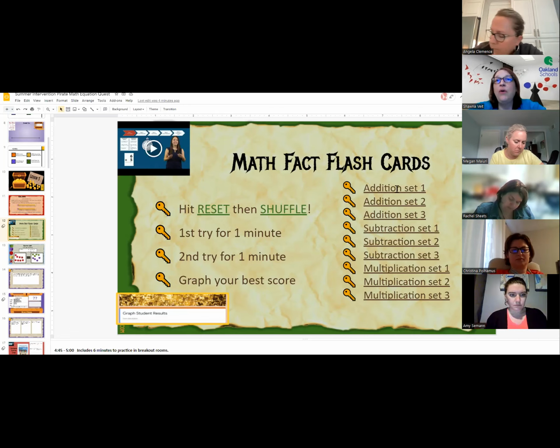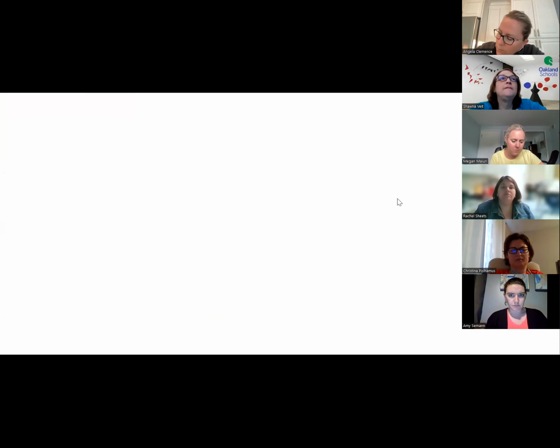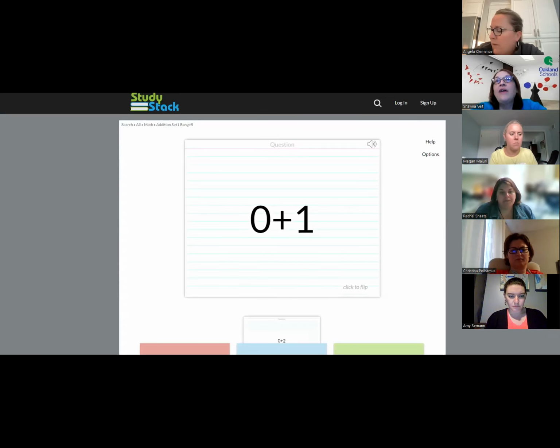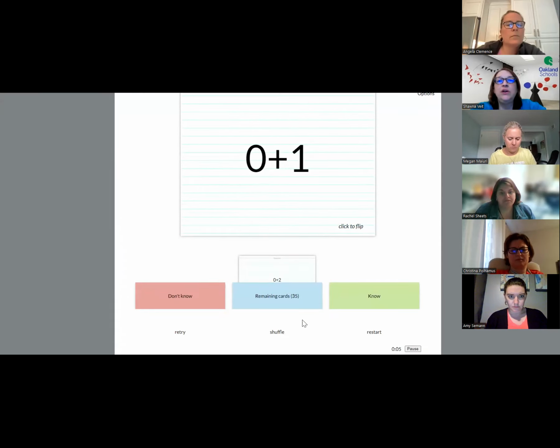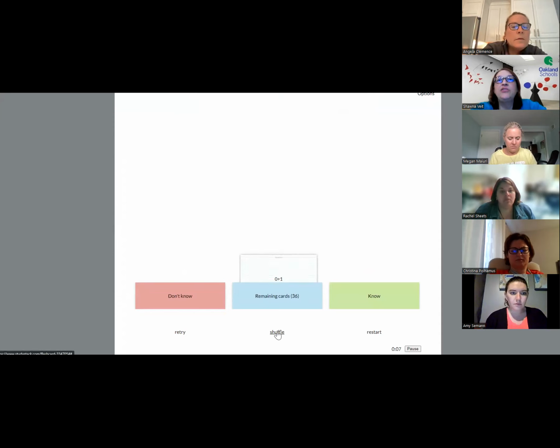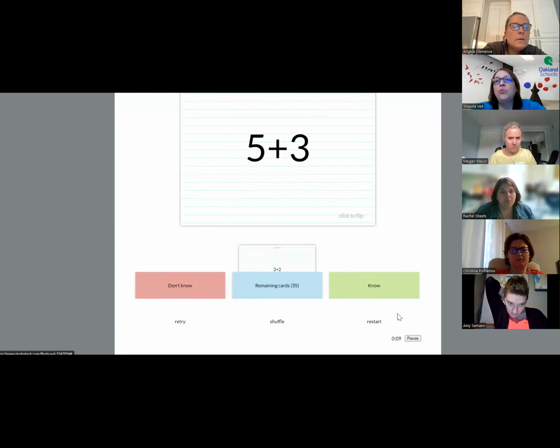What I'm going to do is go ahead and show you that if you click on the link for the study stack set, you have to first shuffle the cards. So you would go to the bottom here and say shuffle. And then there's a timer that actually shows up right here at the bottom.